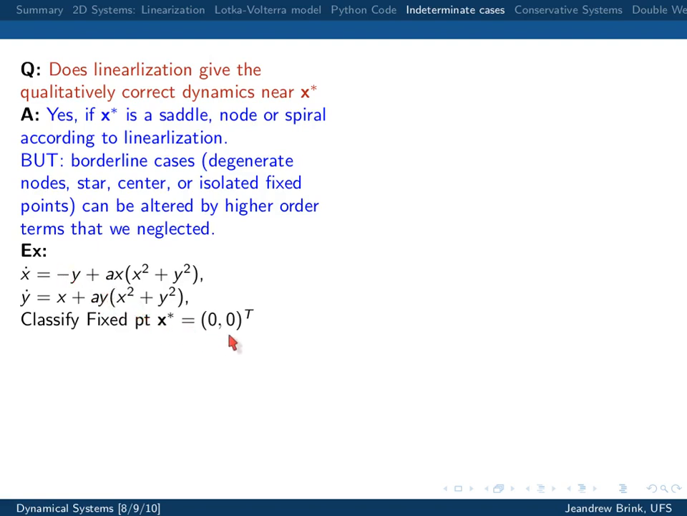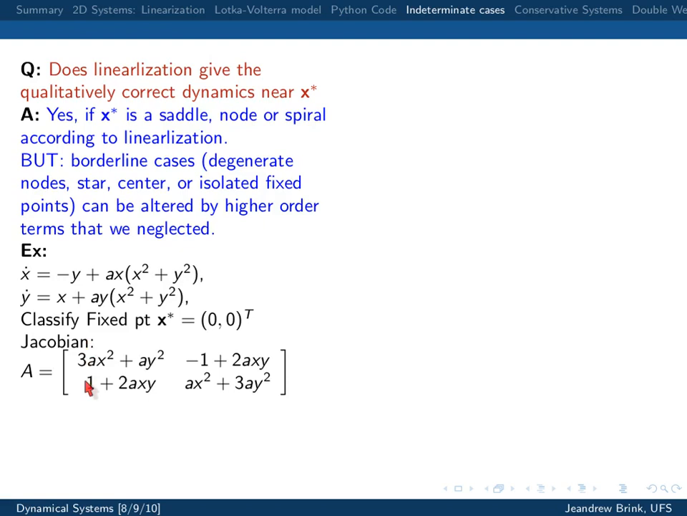And so the question is, if we look at this fixed point and we linearize the problem about this fixed point, what do we say about it? So let's work out the Jacobian. We work out df dx over there, and it is simply 3ax squared plus ay squared. Df dy is this, so the y comes in there. Dg dx is there. Dg dy is over there. So that's our Jacobian. And if we now evaluate the Jacobian at 0, 0, we get this thing.